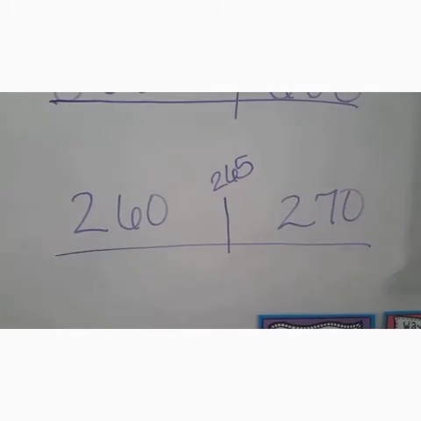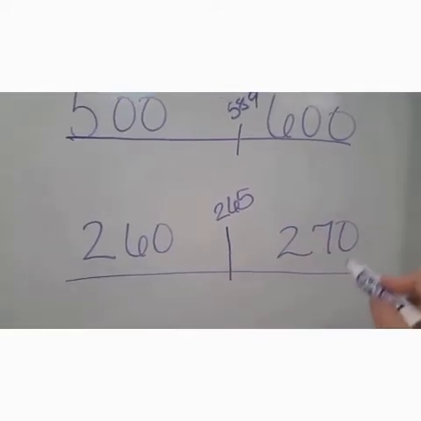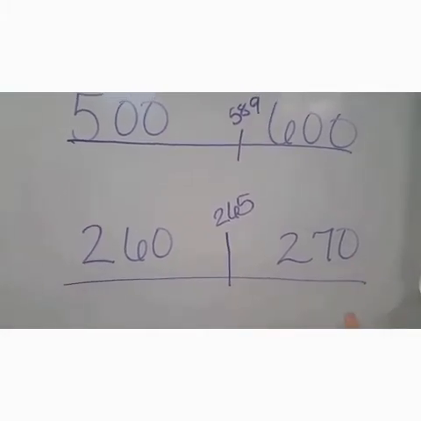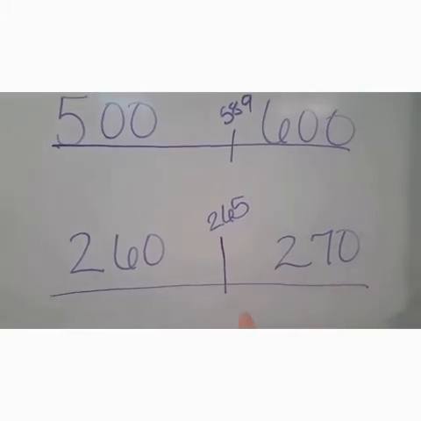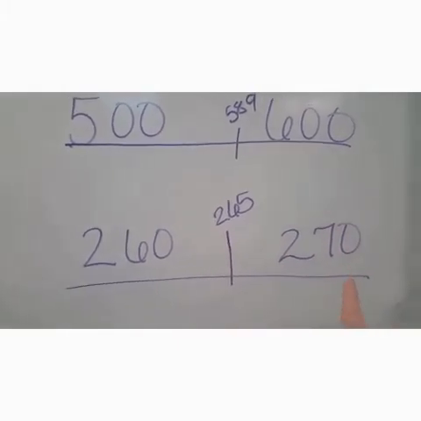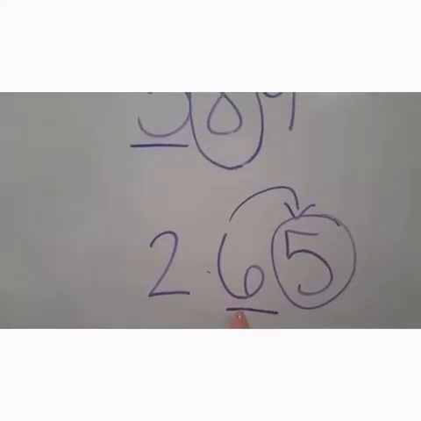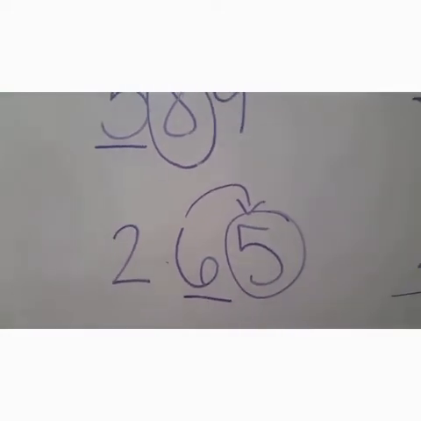So it's in the middle. When it's in the middle, it's always closer to the next highest number. So 260, 265, 270, that means that 265 is going to round up to 270 because when you look at the 6, you have to look at the number next door. 5 or more, raise that score.